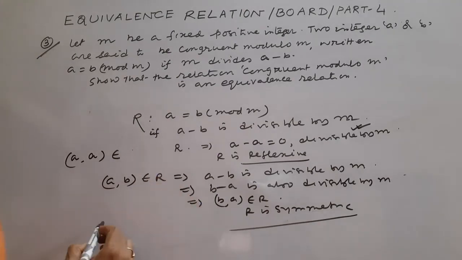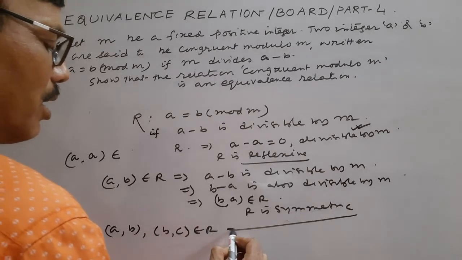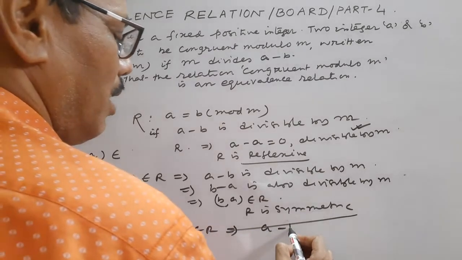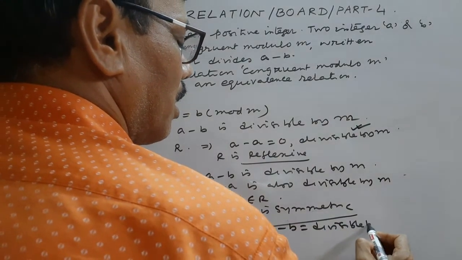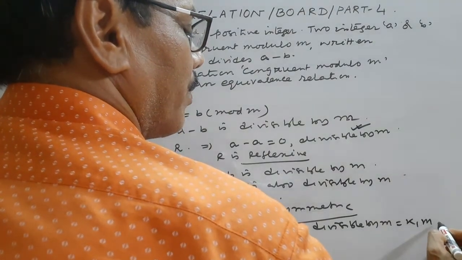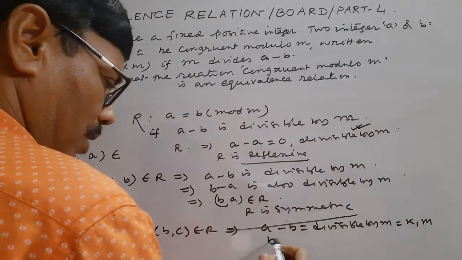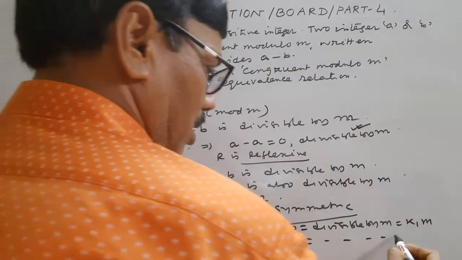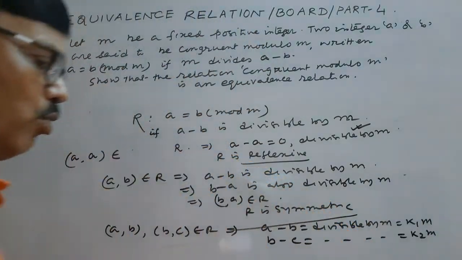For transitivity, (a, b) and (b, c) belong to R implies a minus b is divisible by m, equal to k1 m, where k1 is an integer, and b minus c is divisible by m, so k2 m, where k1 and k2 are integers.